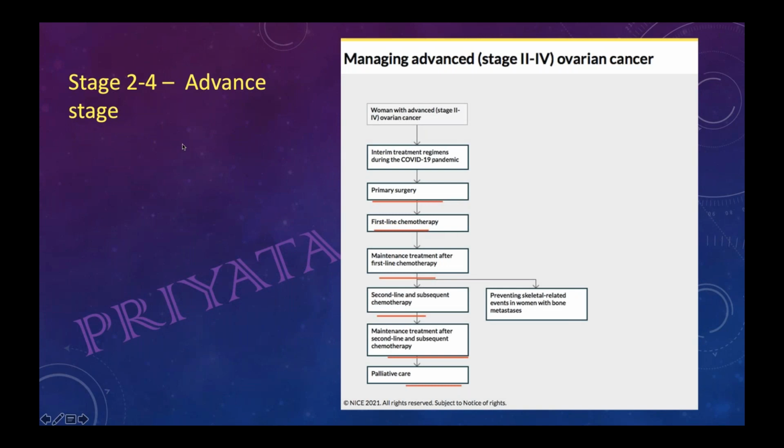Then coming to this, every chart is from NICE, okay? So stages 2 to 4, they are calling advanced ovarian cancer.